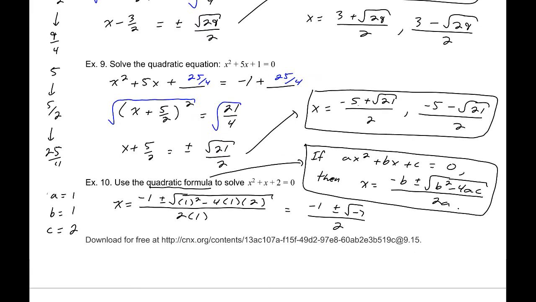So our solutions are actually going to be in this form, negative 1 plus or minus i root 7 over 2. And I'd like to write this as 2 solutions, and actually I'll break this up into 2 fractions, which is commonly what you do when you have imaginary solutions. Negative 1/2 plus i root 7 over 2, and negative 1/2 minus i root 7 over 2.